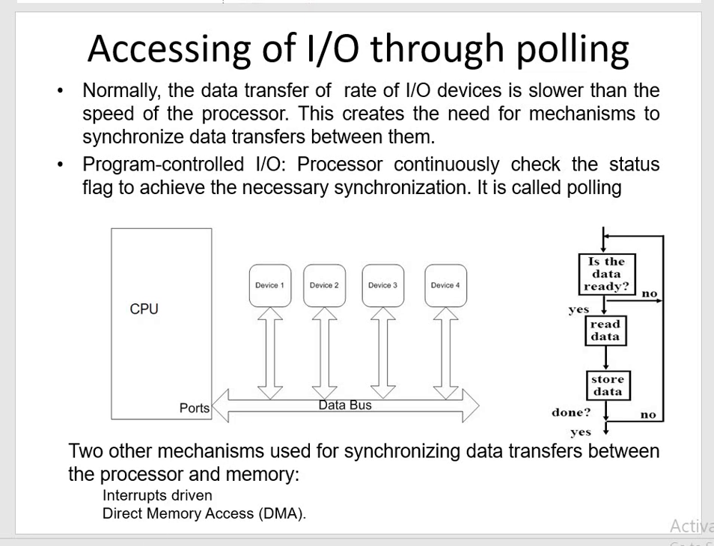The third one is direct memory access. Direct memory access is used for bulk data transfer from I/O to memory or memory to memory. It will bypass the CPU whenever it performs its operation. These two techniques we will discuss in the next two lectures. Thank you.